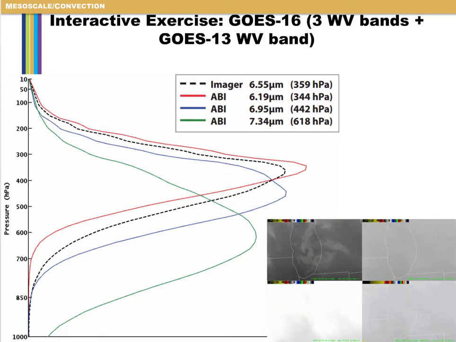A mesolow is a low-level feature, therefore it will show up the best at 7.3 microns and is unlikely to show up in the other two water vapor bands due to the weighting function profile being above the altitude of the clouds associated with the mesolow. This is also true for the old water vapor band at 6.5 microns, which would not have shown the mesolow even with the higher spatial resolution of GOES16.